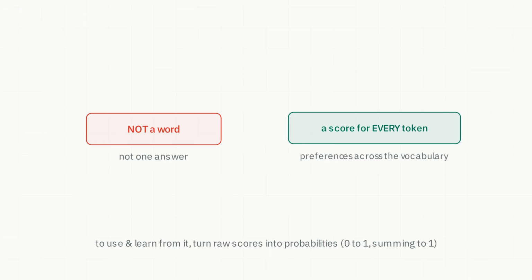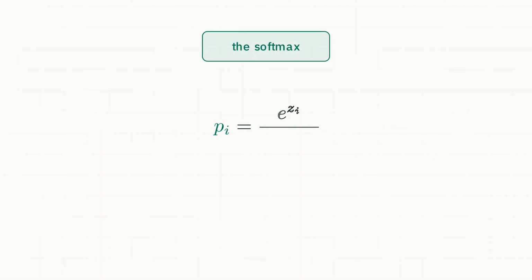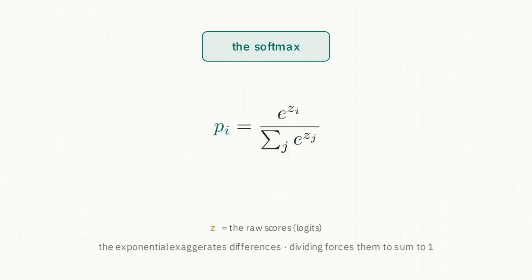It is a score for every token at once, a giant list of preferences across the whole vocabulary. To turn that into something we can actually use and learn from, we need to convert those raw scores into proper probabilities. Numbers between 0 and 1 that all add up to 1. The function that does this is called the softmax, and its job is intuitive even if the formula looks fancy. Take all the raw scores and turn them into a clean probability distribution where the biggest scores get the biggest probabilities, but nothing ever drops to exactly 0.